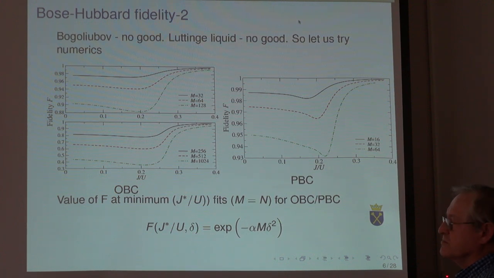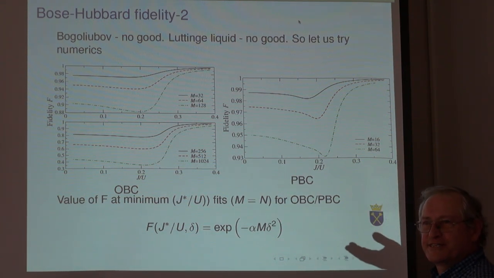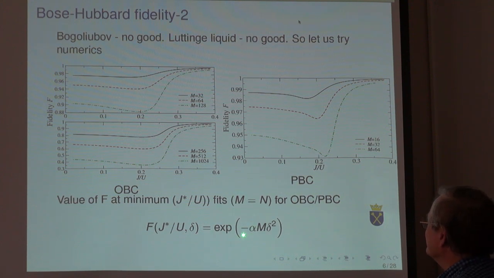Because normally in a second order phase transition, you have critical exponents and so on. And here you don't have. Well, this is a good guess, but this is not a proof. This is the infinite order phase transition. Yes, but why it should scale exponentially like this with the square of delta for this value of fidelity, I don't know.